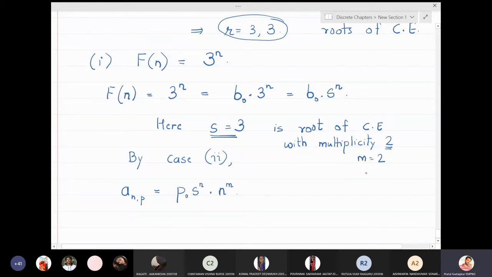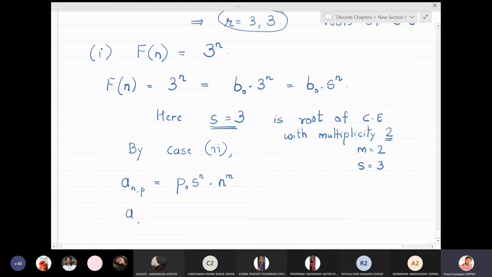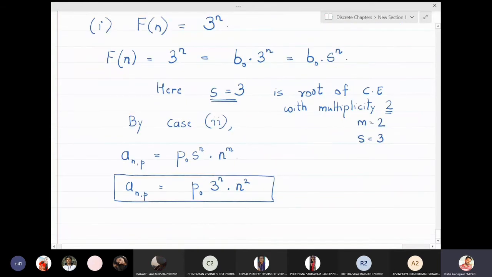S is how much? S is 3. So this means that the particular solution AP is P naught 3 raised to n into n square. This will be the form of the particular solution, where P naught can be determined by substituting this into the recurrence relation, and then C1 and C2 and whatever constants are there in the general solution can be determined by using the initial conditions.